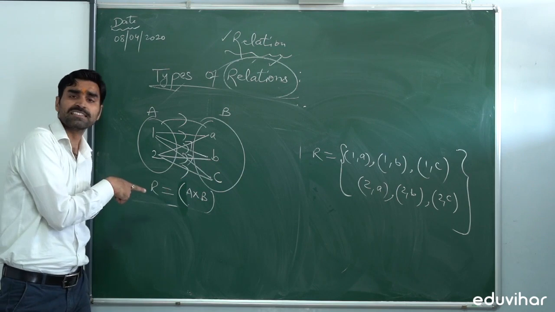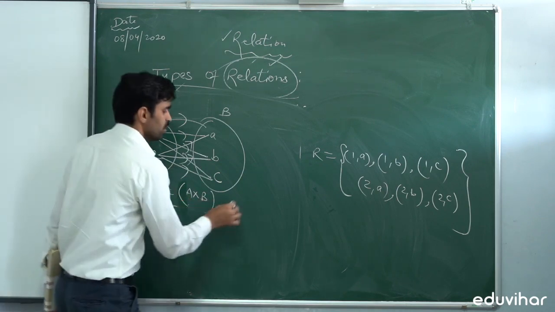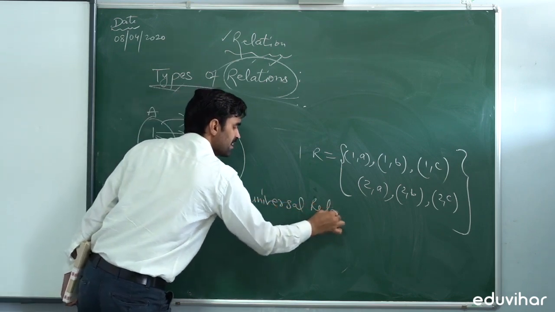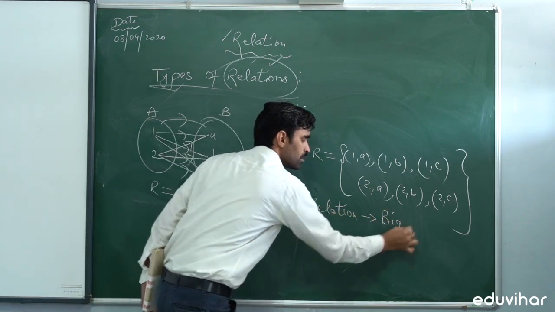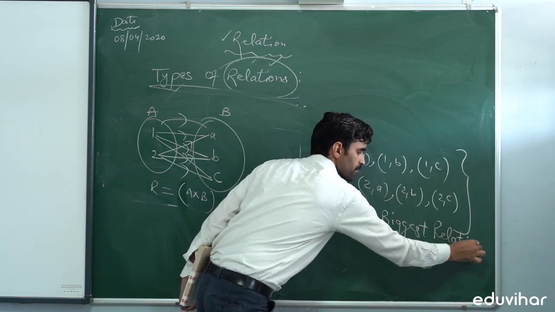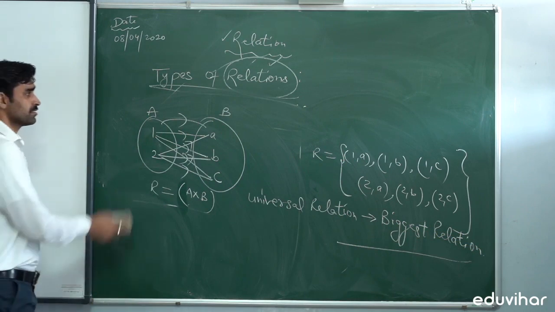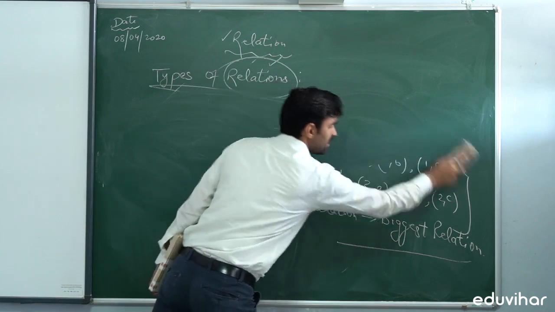So this type of relation is the biggest relation. We can say universal relation is the biggest relation ever. Now we will discuss some other types of relation.